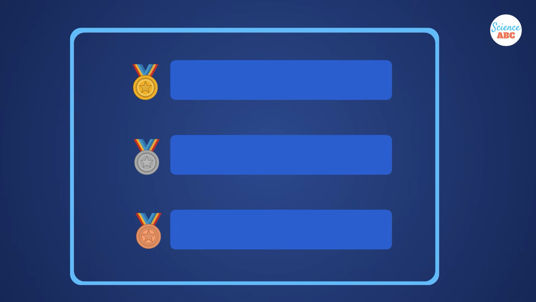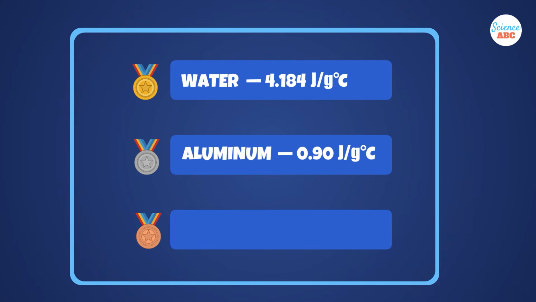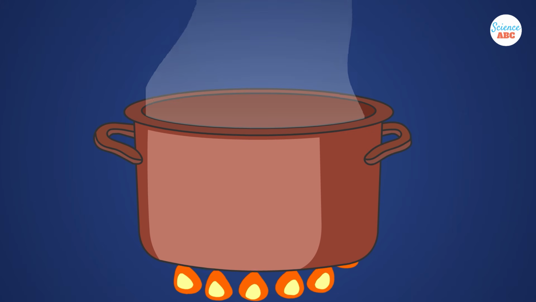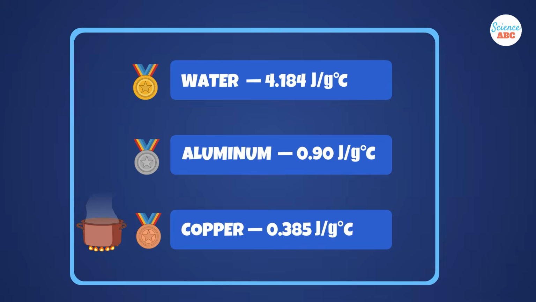Specifically, the specific heat capacity of water in liquid form is 4.184 joules per gram degrees Celsius, while for aluminum, it's 0.9 joule per gram degrees Celsius. For copper, it's even lower, at only 0.385 joules per gram degrees Celsius, so a copper pot will get hot more quickly than an aluminum pot.